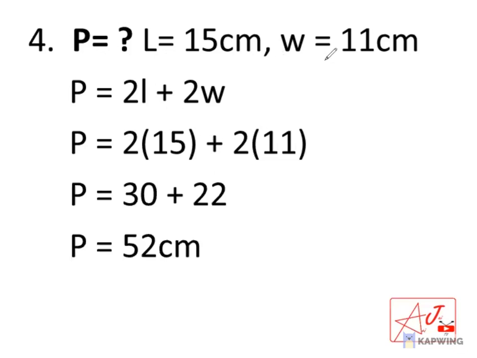plus 2 times, substitute the value of width which is 11 centimeters. Then 2 times 15 is 30 plus 2 times 11 is equal to 22. Getting the sum of these terms, we are going to have 52 centimeters.